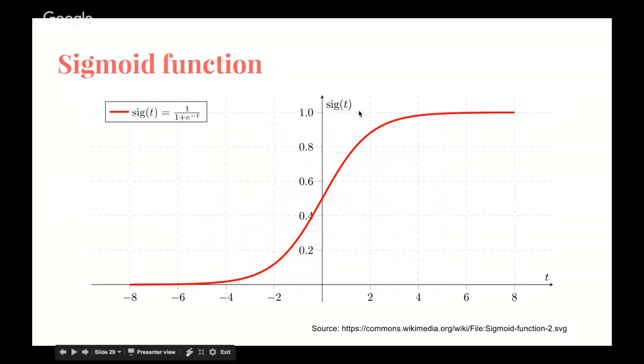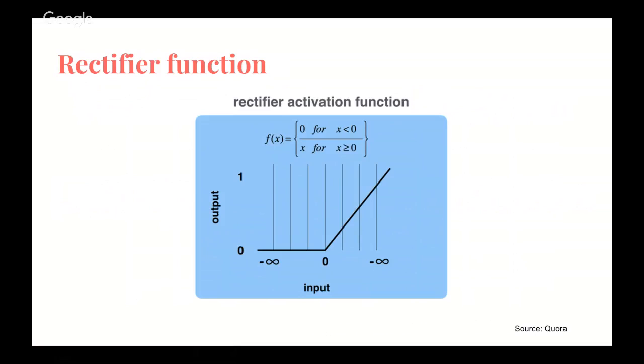The sigmoid function looks like this. We generally use this to find probability. You can see that it has a continuous range of values. We generally use it in the last layer when we have to find the probability of the output. So that's where the sigmoid function is used, and this is a rectifier function.